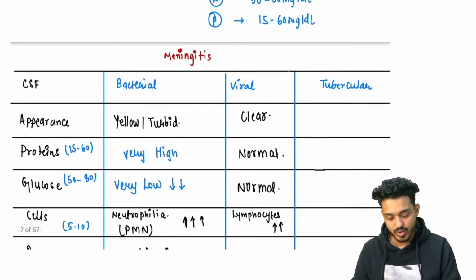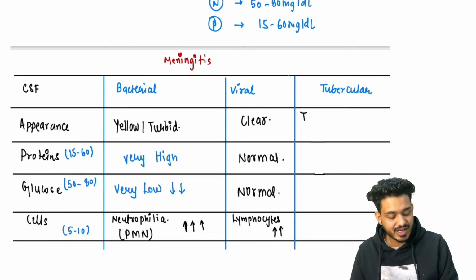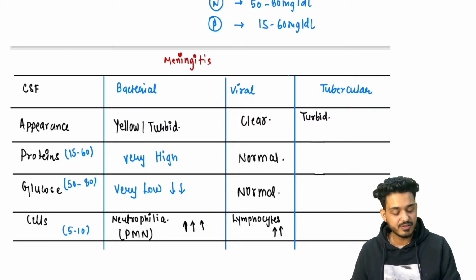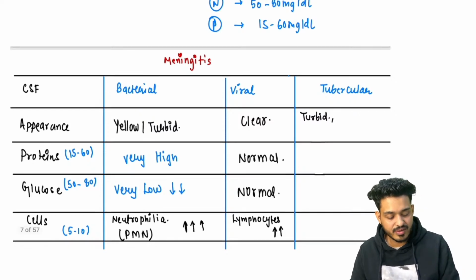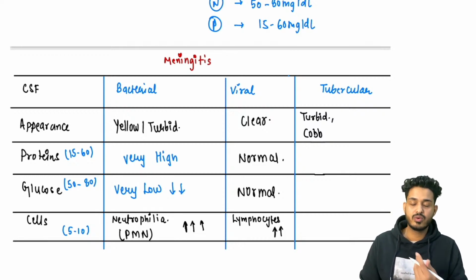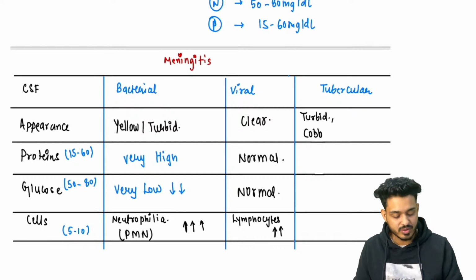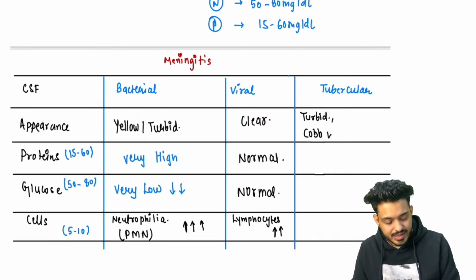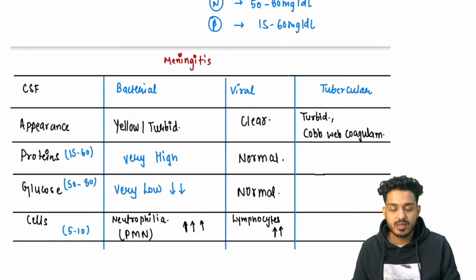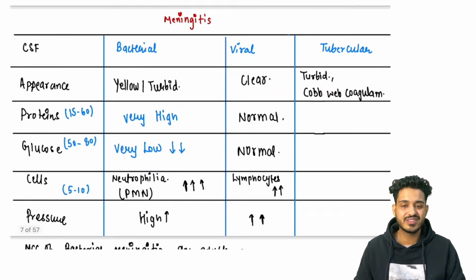Lastly, we are having tubercular. In tubercular meningitis, you will again have turbid CSF. Apart from that, you will also have a specific appearance. Earlier they used to give this cobweb coagulum in the question, but right now everybody knows about the cobweb coagulum, so the examiner is avoiding this particular thing, right? This is a characteristic feature you will get in the cases of TB. In tubercular meningitis, you will have cobweb coagulum, right?